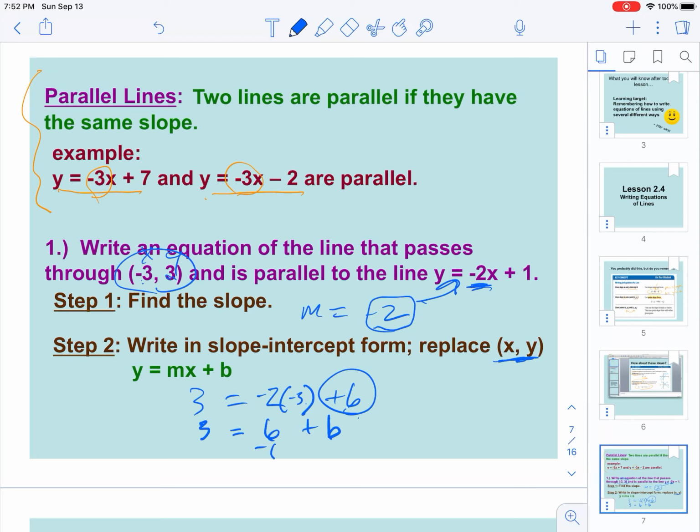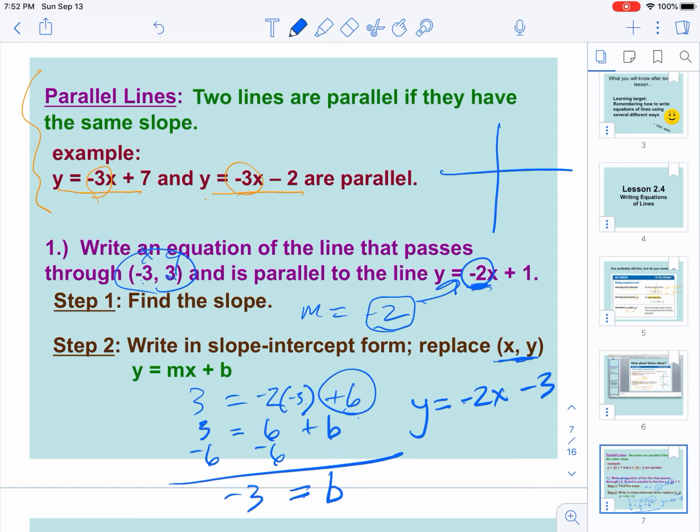And so I'm going to subtract 6 from here and there. What I end up with is my y-intercept, the constant, is 3 minus 6, or -3. And so to write in slope-intercept form, the equation that I'm actually looking for has a slope of -2, because that is the same as the one up there. But in this case, the y-intercept is -3.